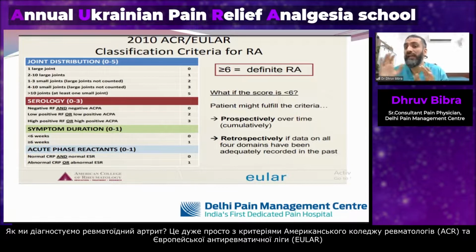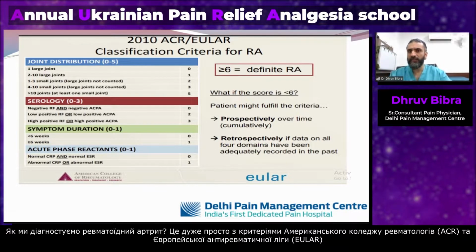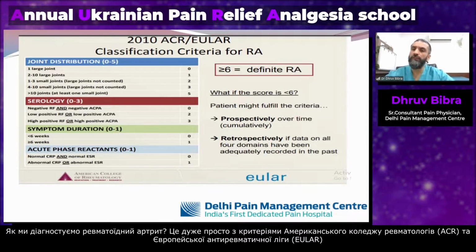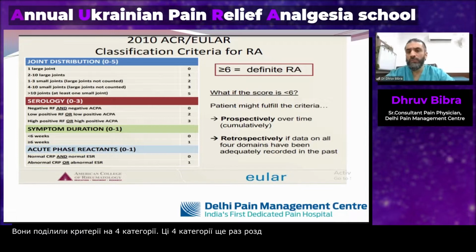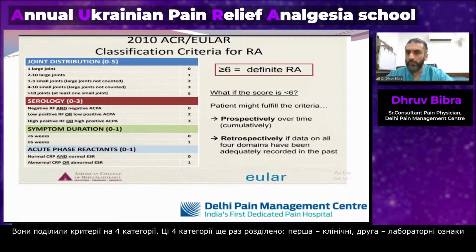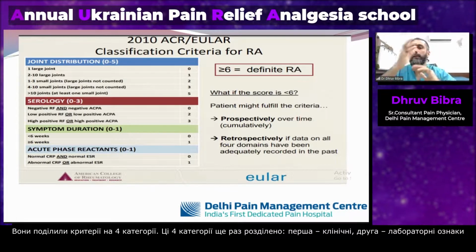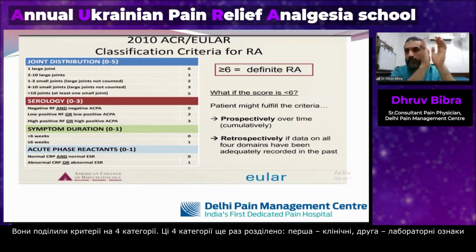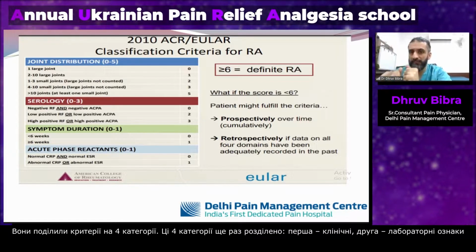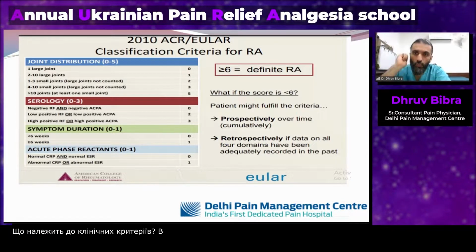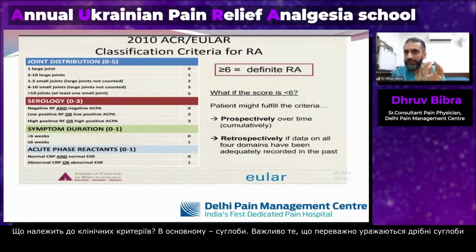Fine. So how do we diagnose rheumatoid arthritis? Now, it is very simple. These criteria are given by the ACR, which is the American College of Rheumatology, as well as the European Union Against Rheumatism. What they have done is divide it into 4 categories. Now, these 4 categories are again divided into 2 groups. One is clinical things, the second is lab things, laboratory things. So what are these clinical things? These clinical things are basically joints.